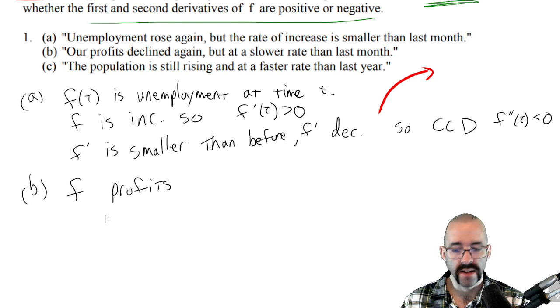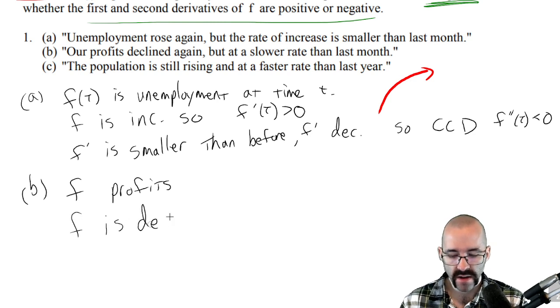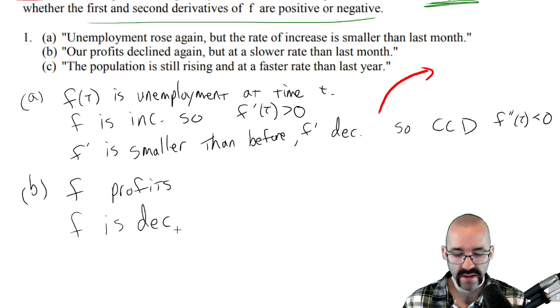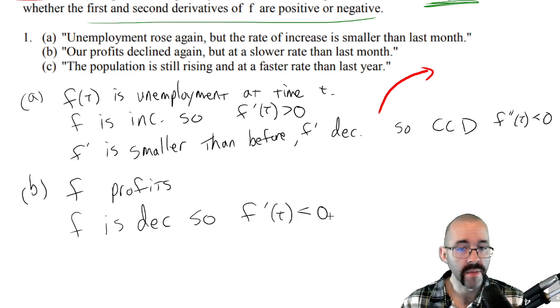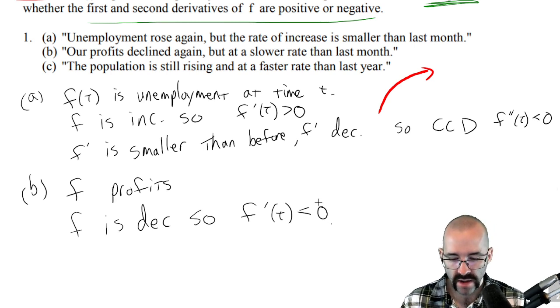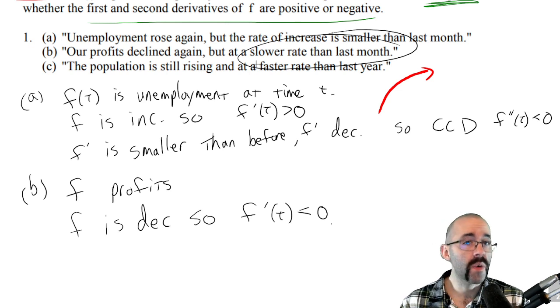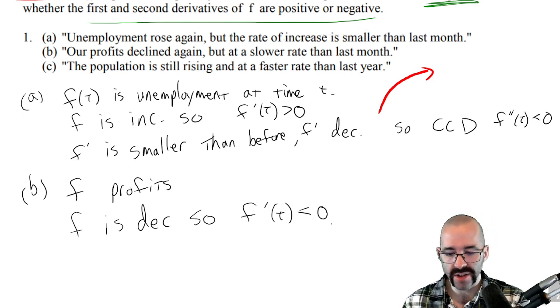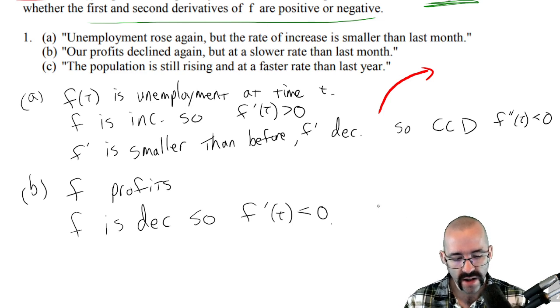Our profits are declining. Our profits are decreasing. So that tells us our first derivative must be negative. That's the definition of a decreasing function. And the rate is slower than last month. This one's a trick question. Let's look at the picture. We're going down, but we're going down less than we were before.